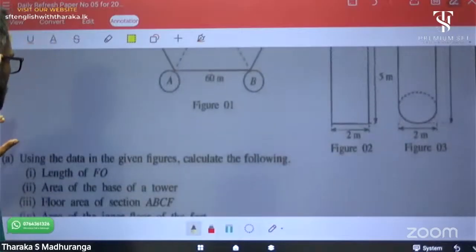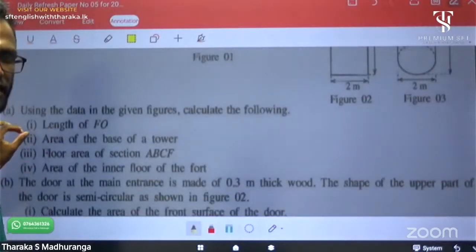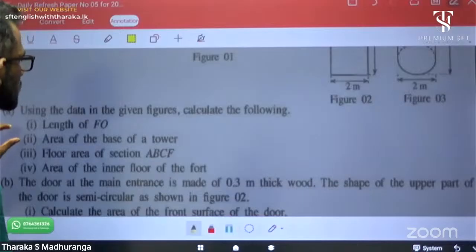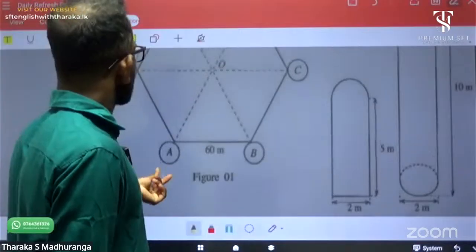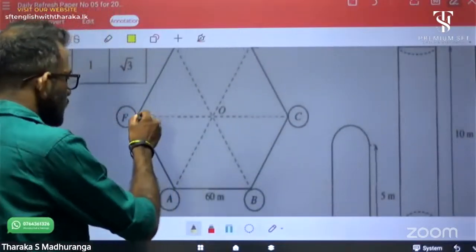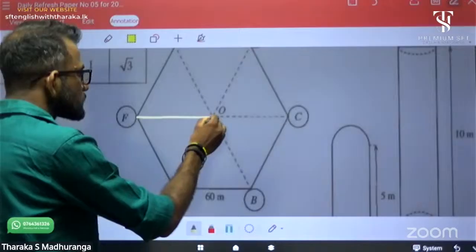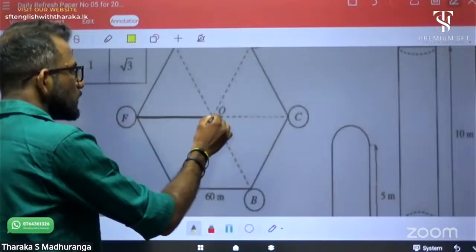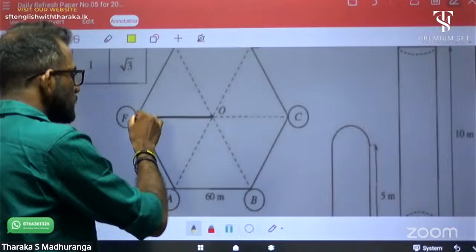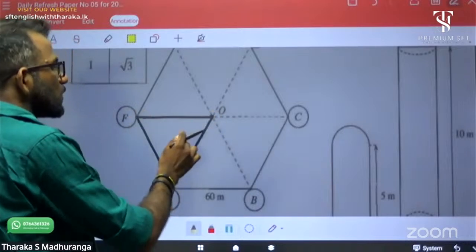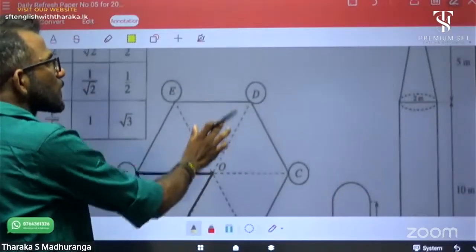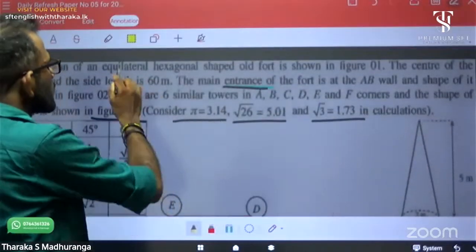Right. Question number 1. Using the data given in the figures, calculate the length of FO. Actually, in the 2015 question, as I remember, we discussed the same type of hexagon question. Now it's an equilateral hexagon.